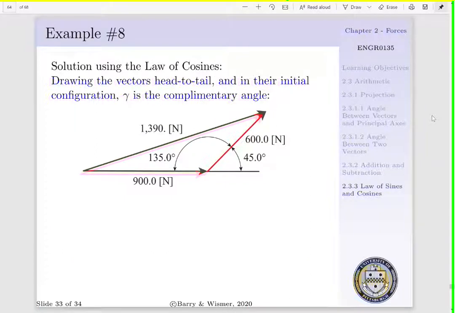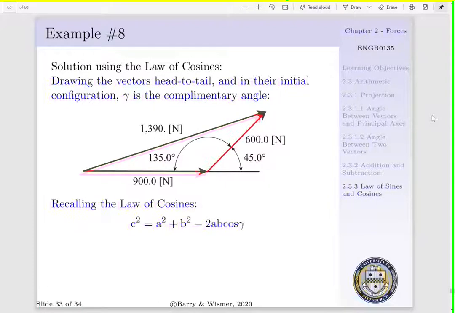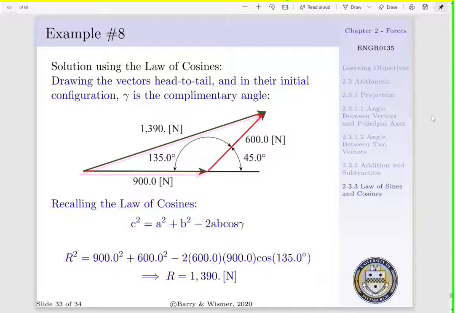Now, if we did this using the law of cosines, we can draw our vectors head to tail. And in this configuration, gamma is our complementary angle, which is taken as 135.0 degrees. Recalling our law of cosines, we have c squared is equal to a squared plus b squared minus 2ab cosine gamma. We'd have R squared, which is equal to 900.0 newtons squared plus 600.0 newtons squared minus 2 times 600.0 newtons times 900.0 newtons times the cosine of 135.0 degrees. And to solve for R, we take the square root of both sides of our equation, such that R is found to be 1390 newtons, which matches what we found via our x and y components.